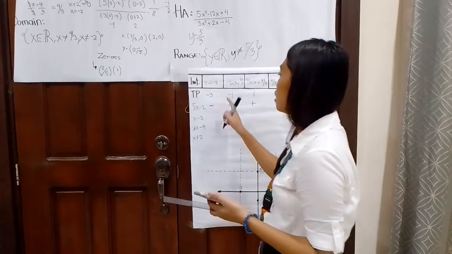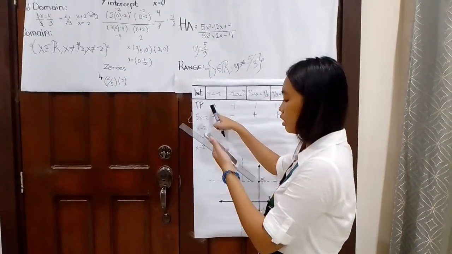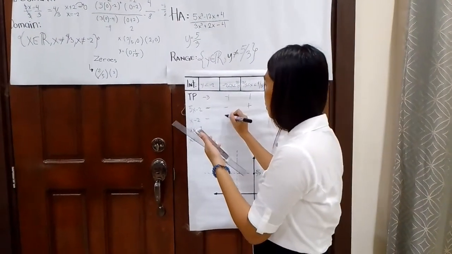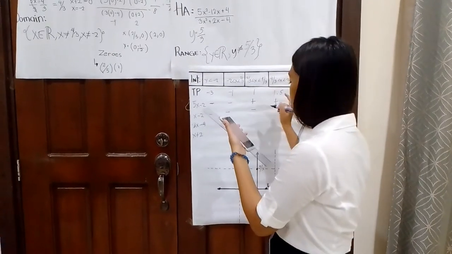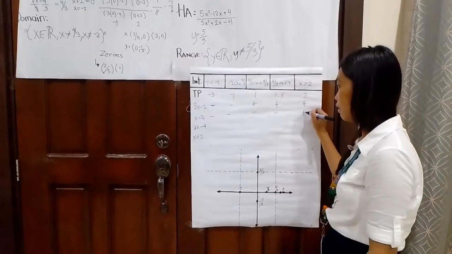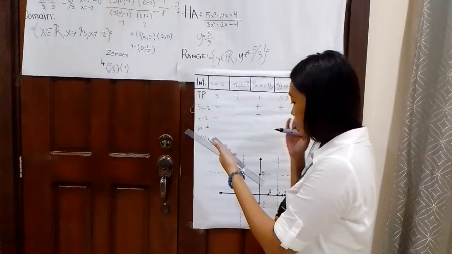Next is x minus 2. Substituting negative 3, the result is negative. Negative 1 is negative, 1 is negative, 1.5 is negative, and 3 is positive.